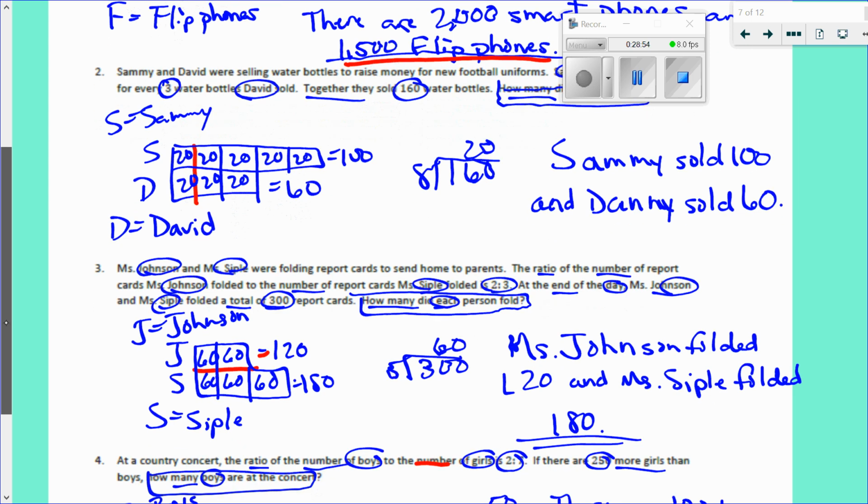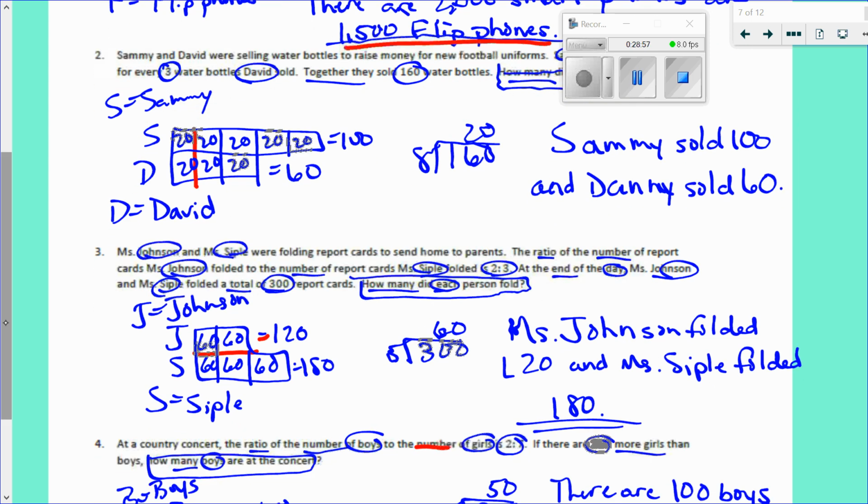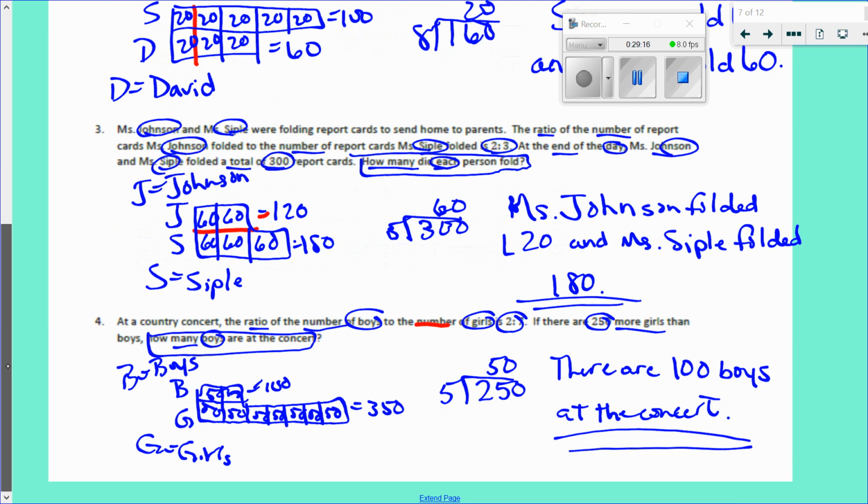Second one, we have Johnson and Sipple. They gave me the ratio, so that was easy to do. Total of 300. So 2 to 3 for my tape diagram. My 300, I need to do the total, which is 5 boxes, gave me a ratio constant of 60. That means Miss Johnson did 120, Miss Sipple did 150, 180. Can't read my own handwriting.